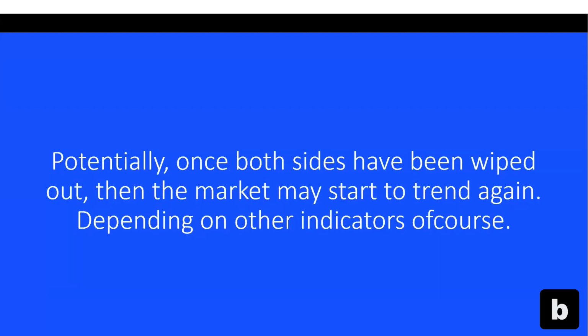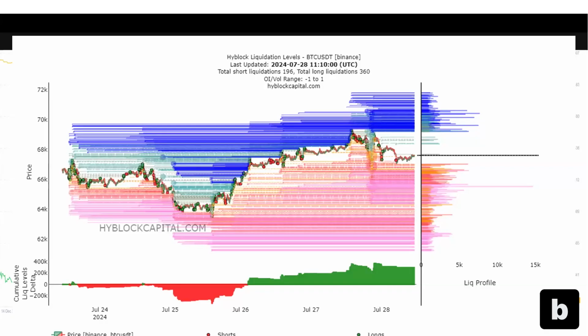Also, I think potentially, if we look in the mind of the market makers, once we see one side being wiped out, then the market may start to trend again. And if we consider the broader trend, we have to consider the possibility that both sides get wiped out, and then we start to pull back, and then maybe we go higher again.